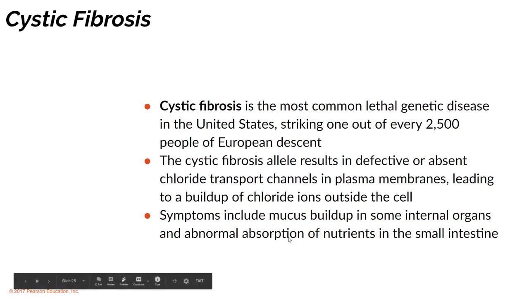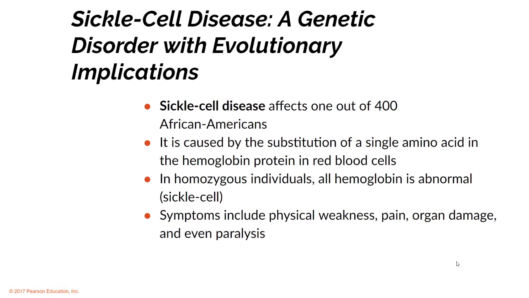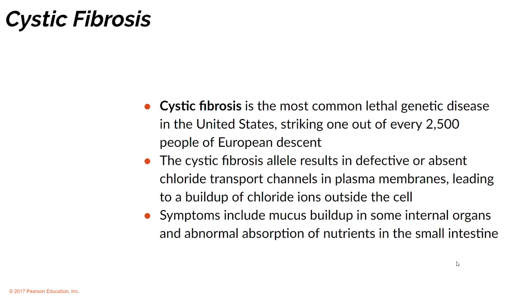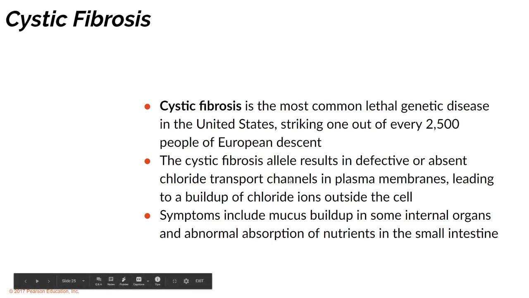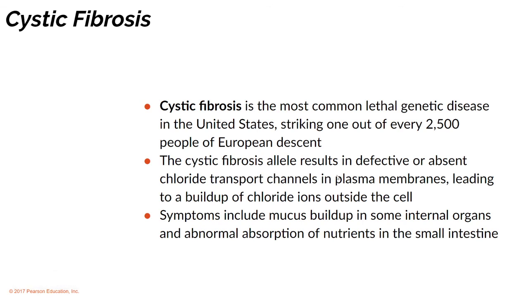It also causes issues with absorption in the small intestine. I forgot about that as well. So it's lungs and small intestine. So they have nutritional issues that they have to overcome, as well as the issues of buildups of mucus. So that is an example of a recessive trait. You have to have two broken copies of that, so two broken copies of the allele that codes for the protein for this chloride channel.